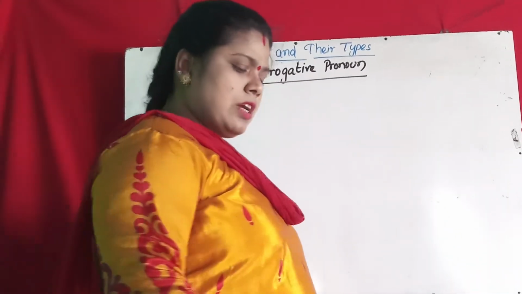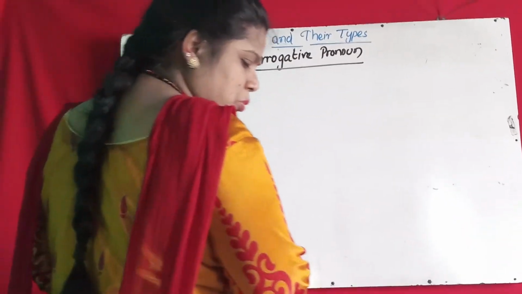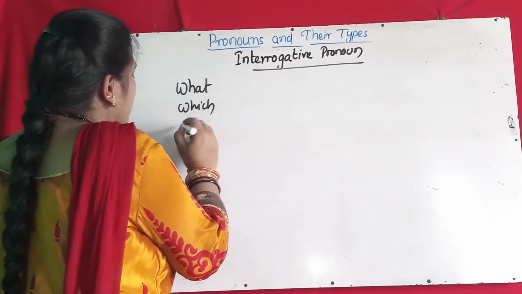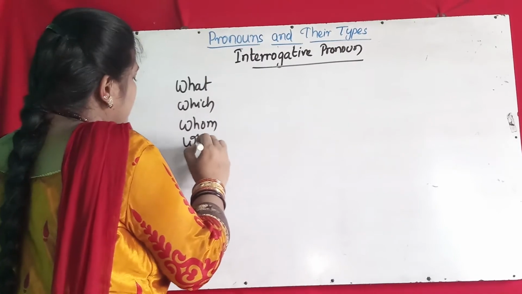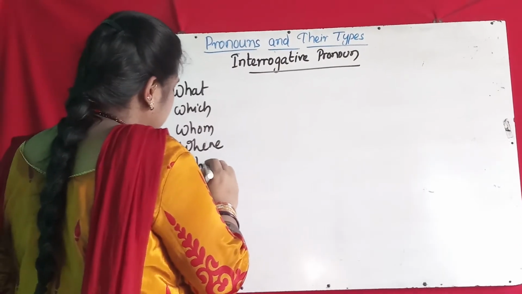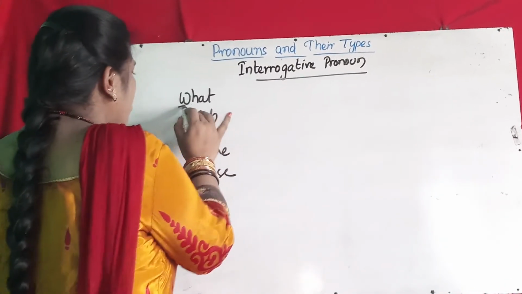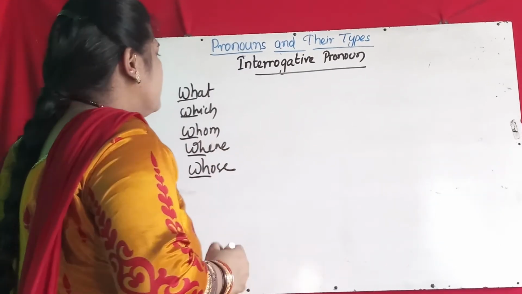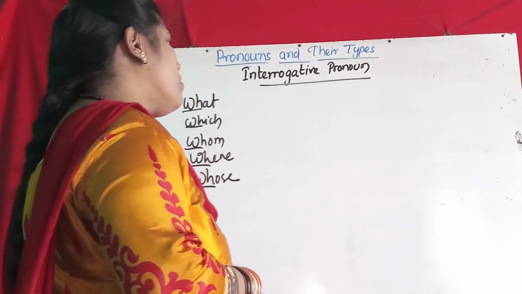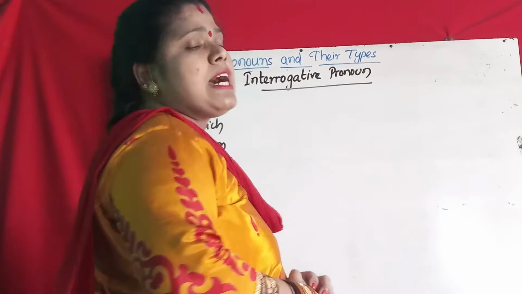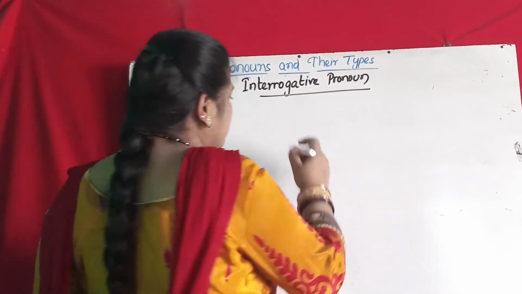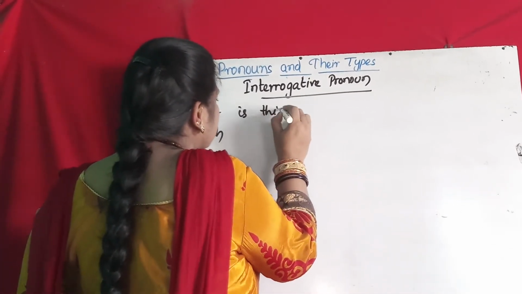Same thing, all the WH words: what, which, who, whom, where, then whose, like this. They are called WH words because they all start with WH. So these are question words also. They are used to make interrogative sentences. So when a pronoun is used to ask a question, that is called an interrogative pronoun. So what is this? Who are you?